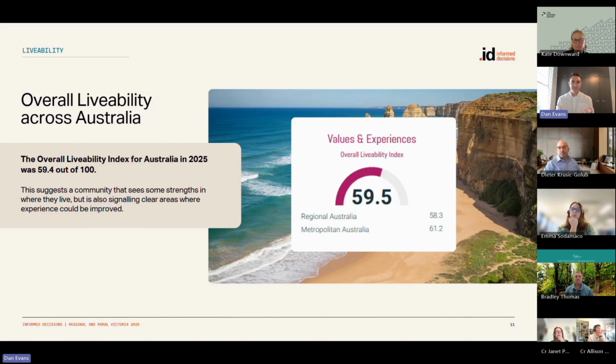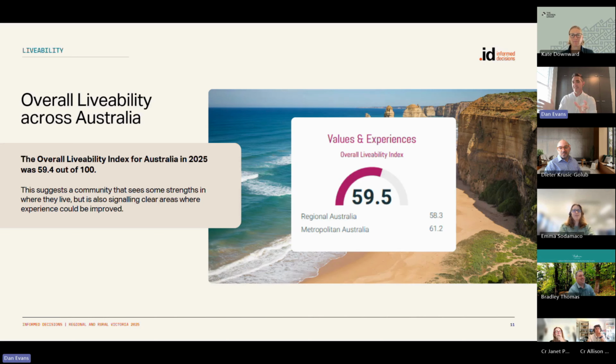So from an Australian perspective, in 2029, when we look at the relationship between the community's values and their lived experiences, we get an overall livability index of 59.5 out of 100. Oops, sorry for the typo there. For those keen numerate people, it should say 59.5, not 59.4. I'll own that mistake, the decimal place.